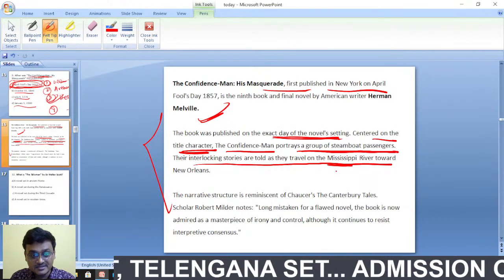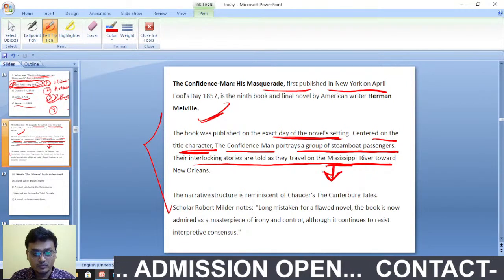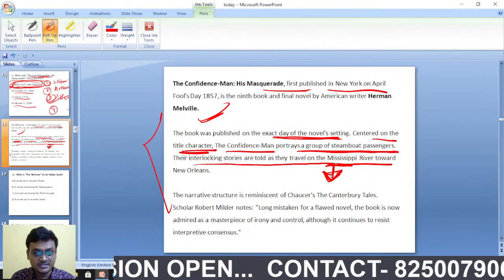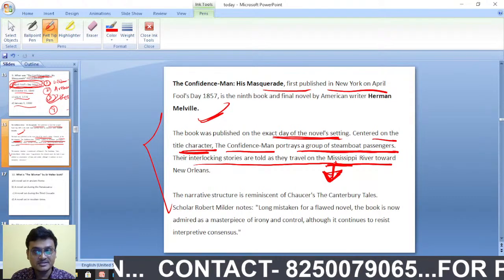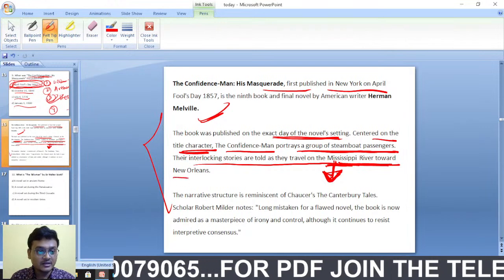My elder brother is in Mississippi actually. He's a postdoctoral research scholar in physics at the University of Mississippi. Okay, so the Mississippi River in USA, flowing toward New Orleans.